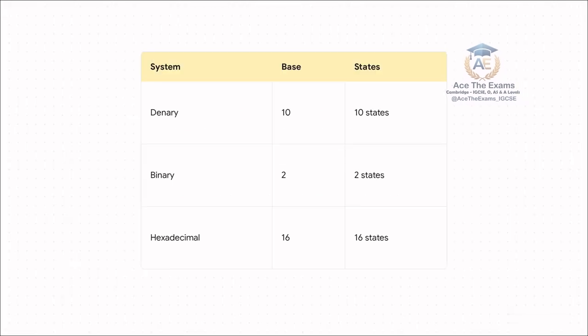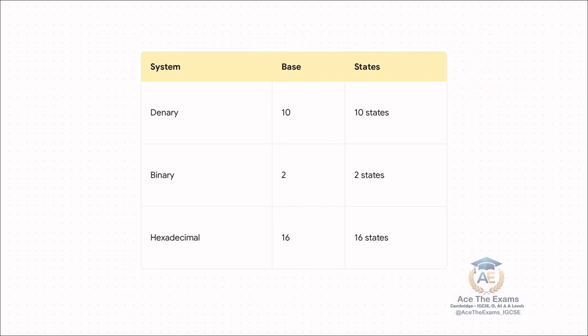Every single fact, figure, image, or sound you interact with has to be converted into these bits, binary digits, and then we group those into 8s to form a byte. This is completely different from our normal base 10 denary system, which obviously has 10 states, or even the hexadecimal system, which operates on base 16. Inside the machine itself, it is strictly 100% base 2.